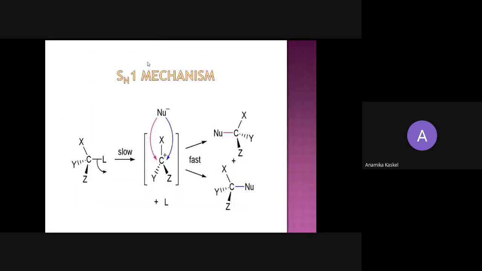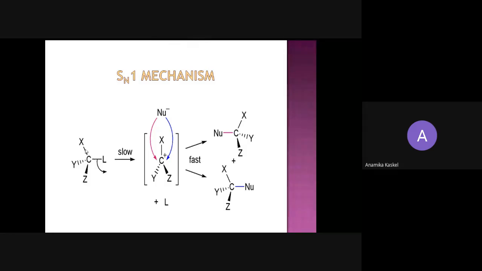This is the Sn1 mechanism. In this mechanism, we go through the following. This is carbon, and one group Z is present here. Z is very close to our eyes, this one is far from our eyes, and X and L are in the same plane.